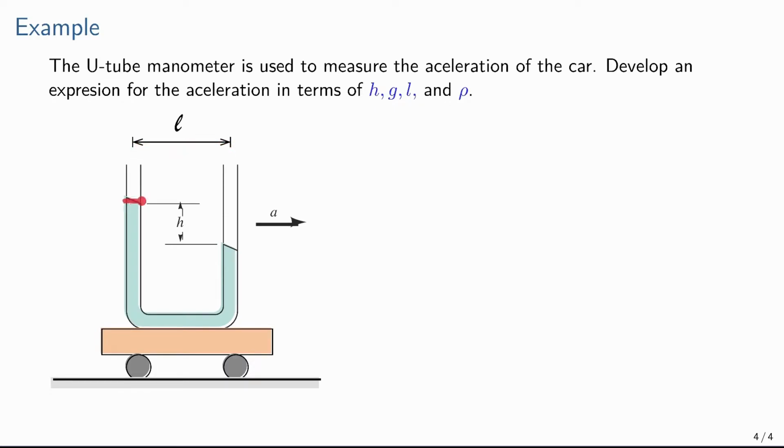the difference between the two heights of the level of the fluid, the fluid characteristic, which is given by the density, and the gravity. So in other words, we are asked to design an accelerometer with this. Okay, so let's analyze what's happening in the bottom leg of this manometer.